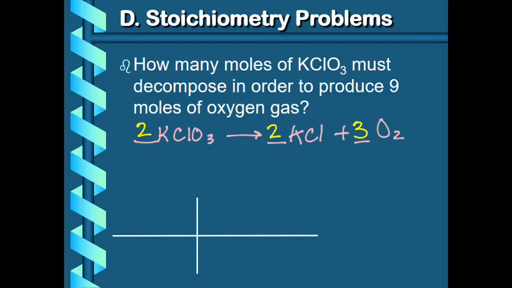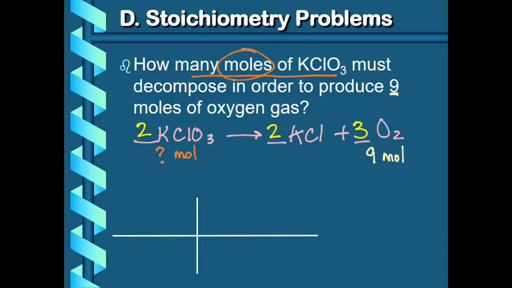Then I would want you to write down all of your given information. So given information here, the only number I see is the 9, and that is 9 moles of oxygen gas. So under oxygen, write 9 moles. That is my known information. I know something about oxygen gas, but my unknown in this problem, it says how many moles of KClO3 must decompose. So my unknown is KClO3. I'm going to put a question mark under it, and it's asking me to solve for moles. So I'm going to put MOL right there.